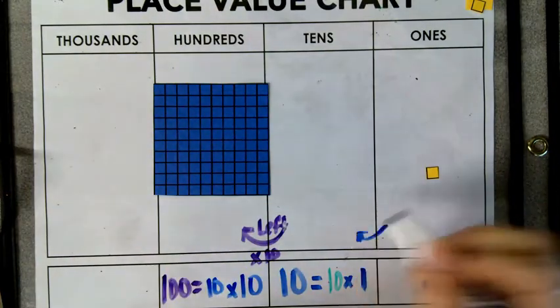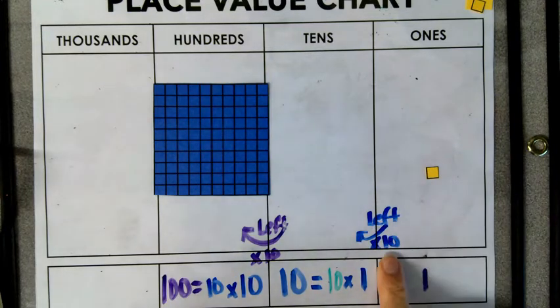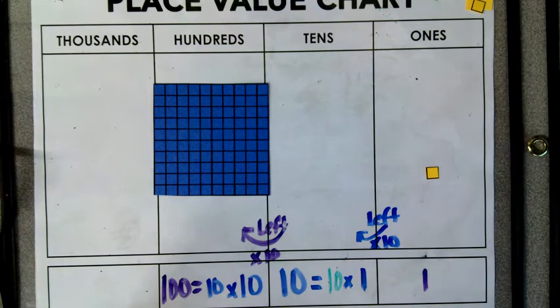So every time you transition to the left, you are multiplying by a group of 10, because you need 10 of those to transition to your next place value.